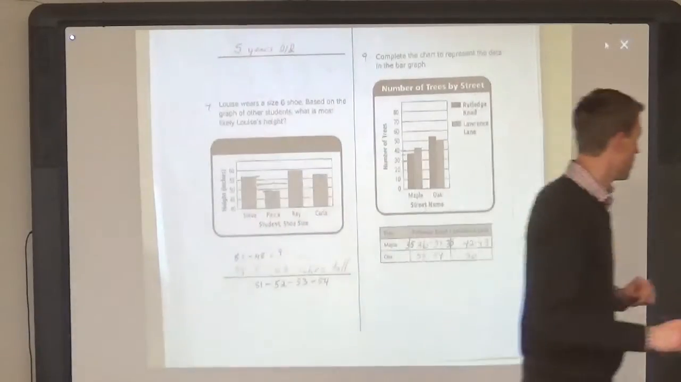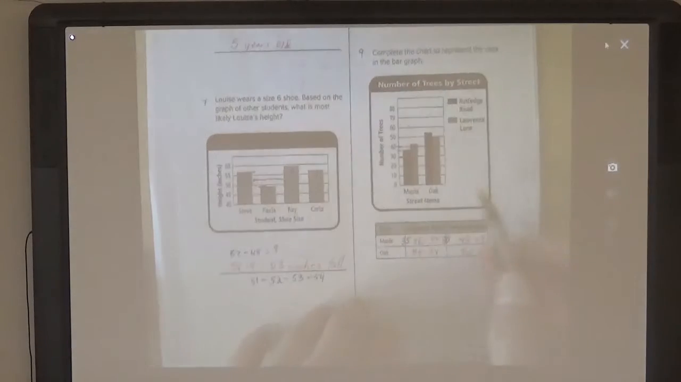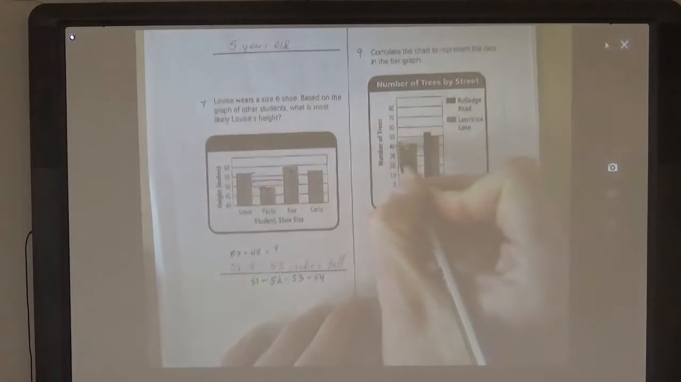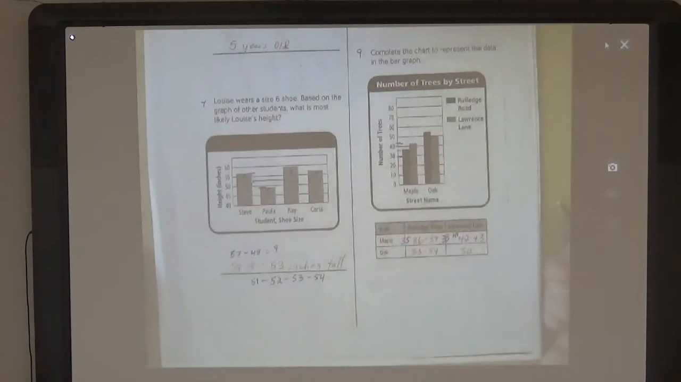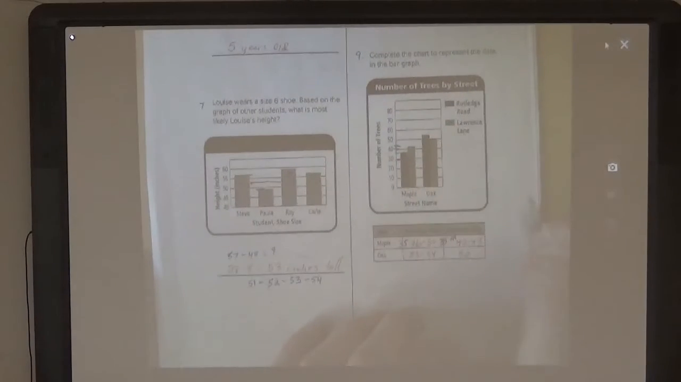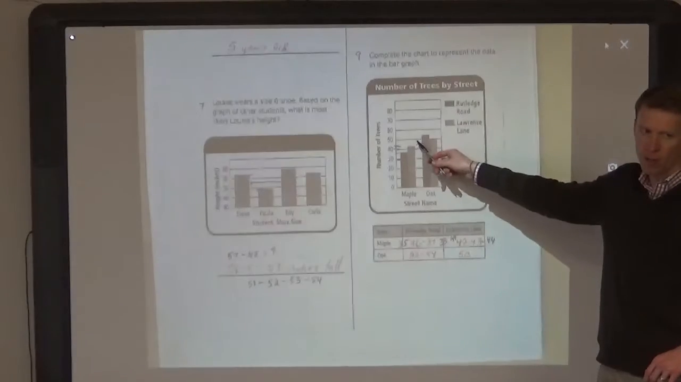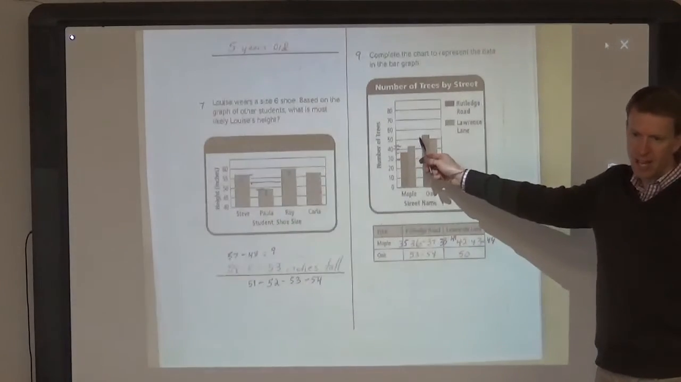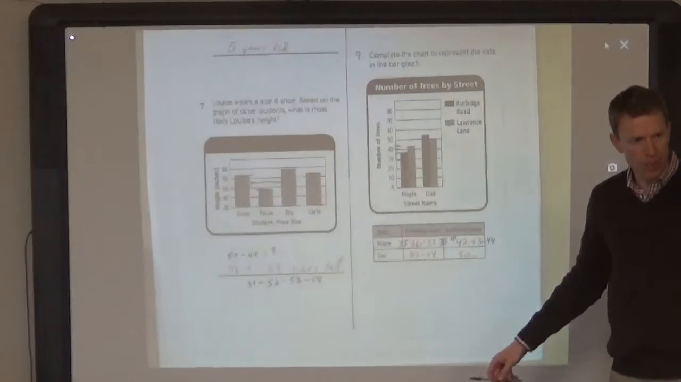Then, a range for Lawrence Lane. And Lawrence Lane is just over the 40. So 41 is really on the low range of that. And maybe 44, but it's not even halfway to 50. So 45 is not a good estimate. 41 to 44. Okay.